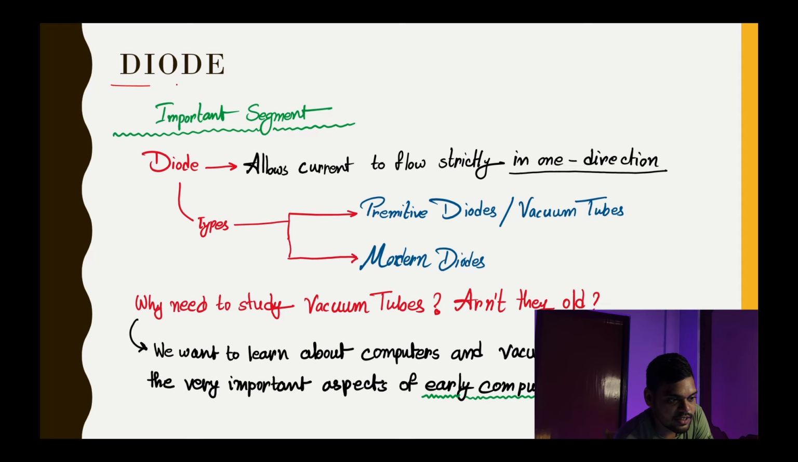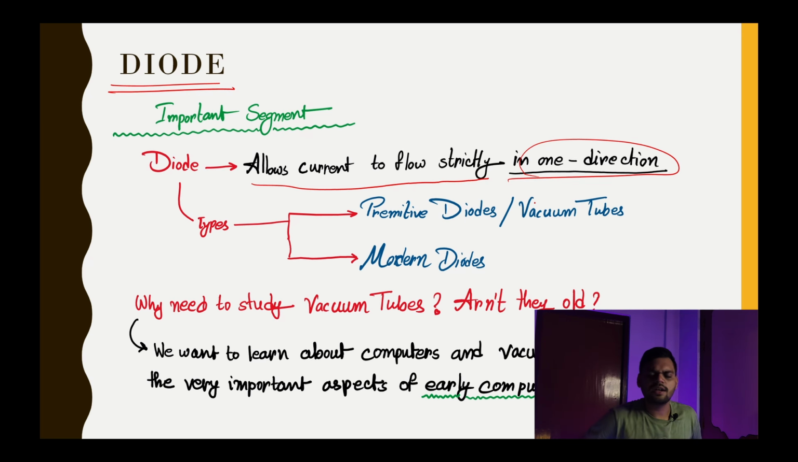Now we have another fascinating thing, which is the diode. The diode is basically, you can say, the heart of computers. Let's see what a diode does. A diode allows current to flow strictly in one direction. What does it mean? It means if we insert a diode in a circuit, it will maintain the electric current flow in a particular direction.